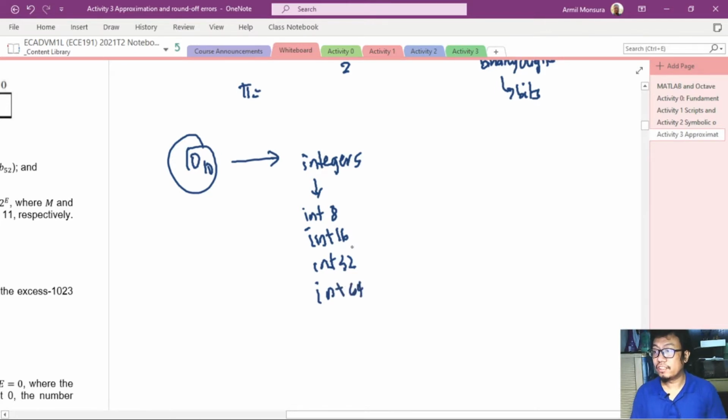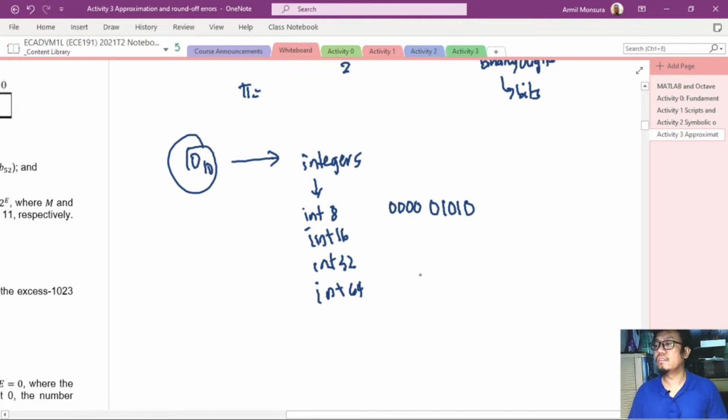Okay, the numbers here represent how many bits are to be used to represent the number 10. For example, in int 8, number 10 can be represented as 0, 0, 0, 0, 0, 1, 0, 1, 0, 1, 0, 1, 0.